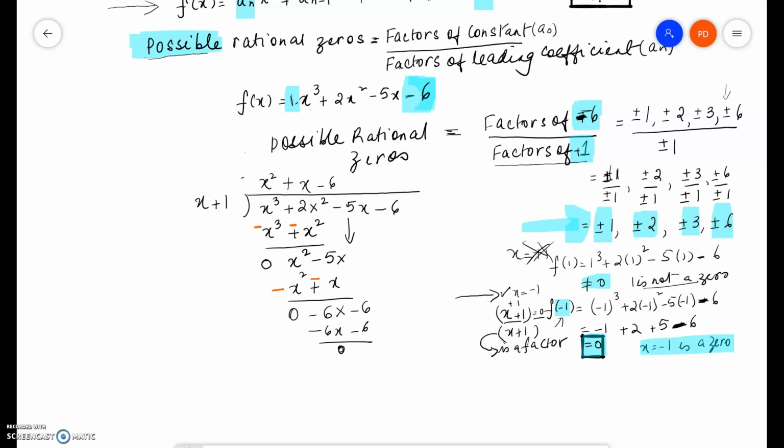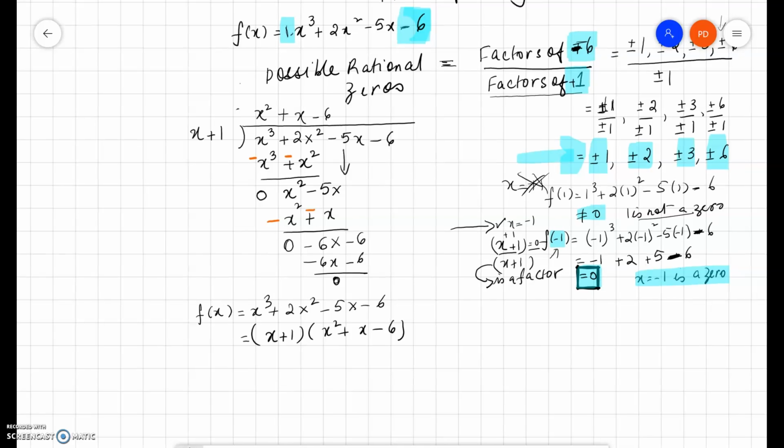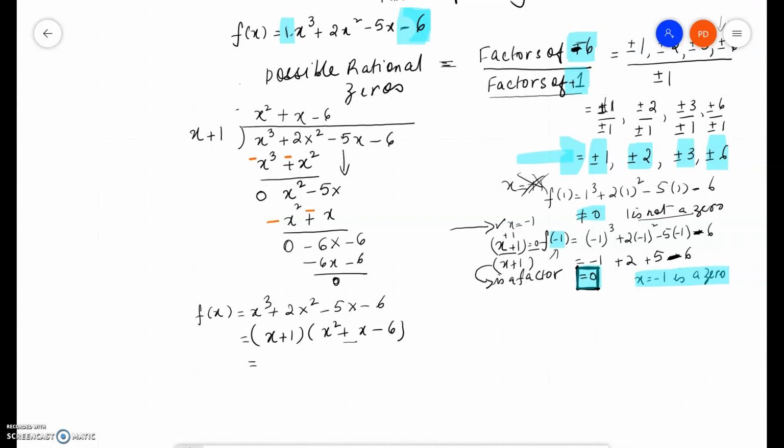We get a remainder of 0, which tells us that f of x, which is equal to x cubed plus 2x squared minus 5x minus 6, is equal to x plus 1 times something. When we divide by x plus 1, we get x squared plus x minus 6. So now this is a quadratic polynomial, so we should be able to factor it. If not, we can use the quadratic formula to find the other 2 zeros. So let's see if this can be factored.